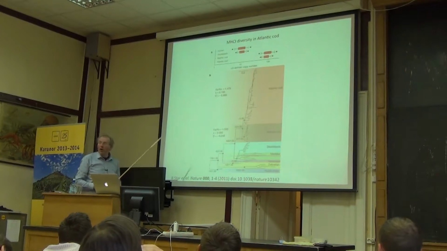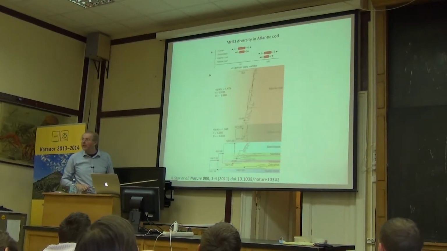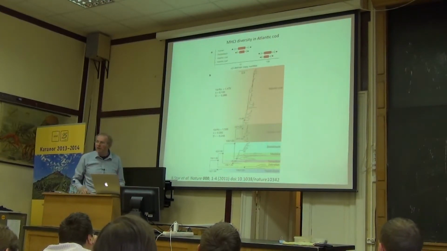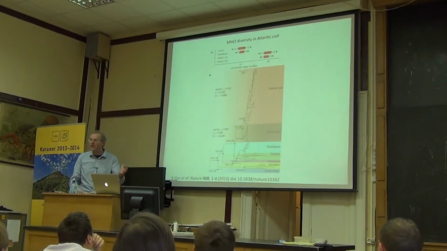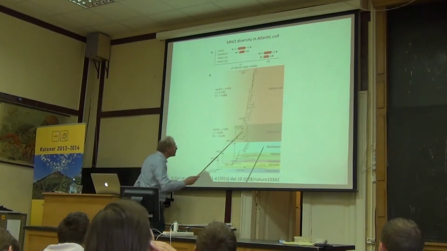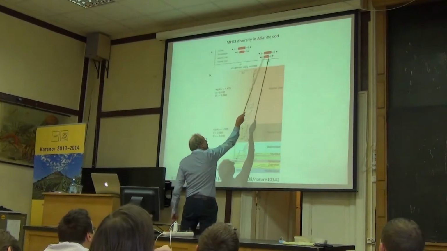Now, the Atlantic cod, as one way of adapting to this brutal genetic insult of taking away this entire pathway, has ramped up the MHC gene number to about 100.